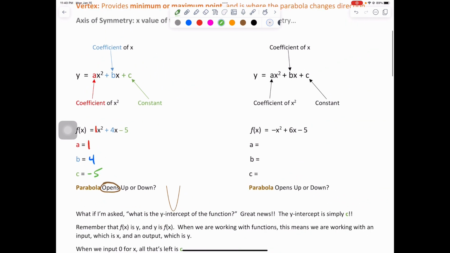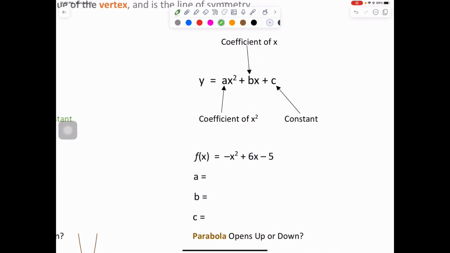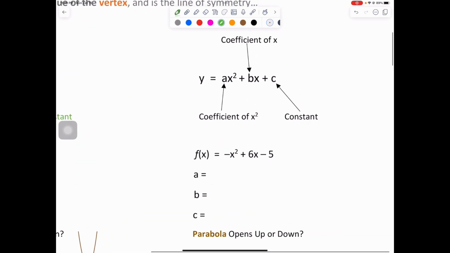Wonderful. Now, I just want to go ahead and do the exact same for the next one as we move forward, but this one's going to be in black and white. And as I go through it, I just want you to start thinking about these things, okay? All right, now we have f of x equals negative x squared plus 6x minus 5.